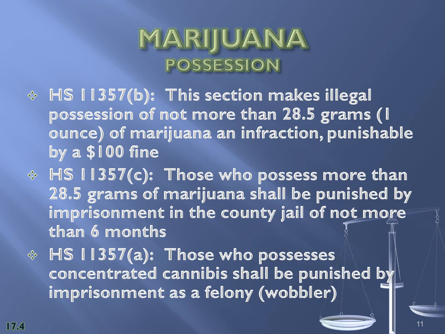But I wanted you to at least see what the law was at one particular time, until things have changed now. Some of this stuff is still going to be okay, but again, I'll throw that chart in. Section 11357(c): those who possess more than 28.5 grams of marijuana shall be punished by imprisonment in the county jail not more than 6 months, so it's an ounce or more. Section 11357(a): those who possess concentrated cannabis shall be punished by imprisonment as a felony wobbler.